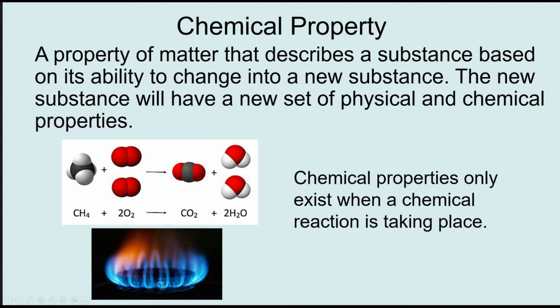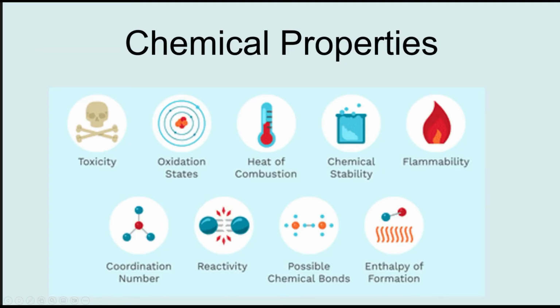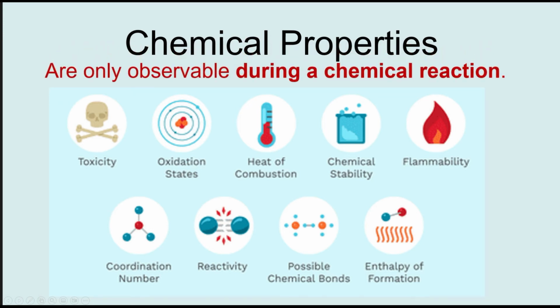The property of flammability only exists when a chemical reaction of flame takes place. So again, a chemical property is only observable during a chemical reaction. And here are some examples of different types of chemical properties. Toxicity. Chemicals can only kill you if a chemical reaction of ingestion and digestion is taking place.